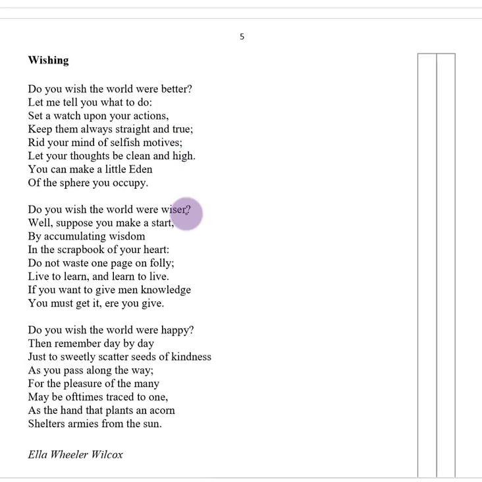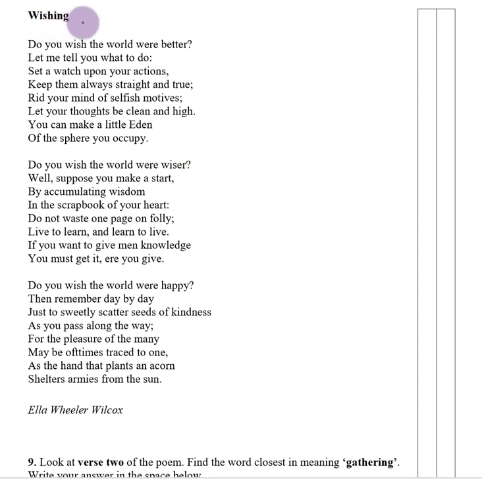So we've got our poem. So, wishing. Do you wish the world were better? Let me tell you what to do. Set a watch upon your actions. Keep them always straight and true. Rid your mind of selfish motives. Let your thoughts be clean and high. You can make a little Eden of the sphere you occupy.